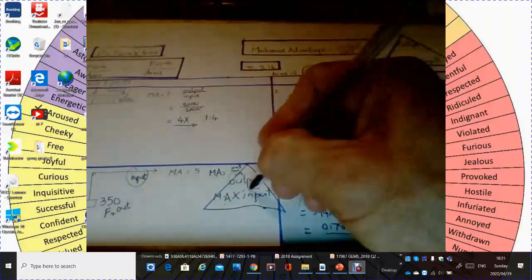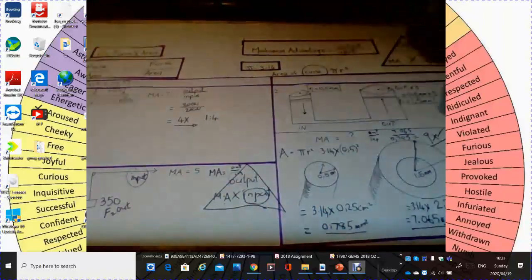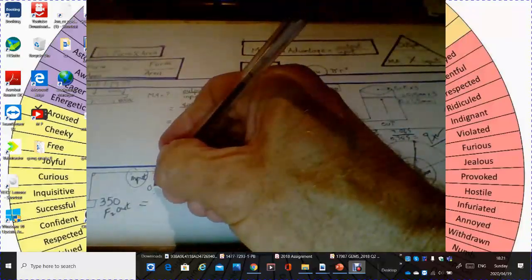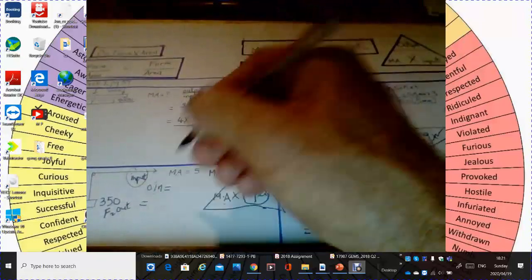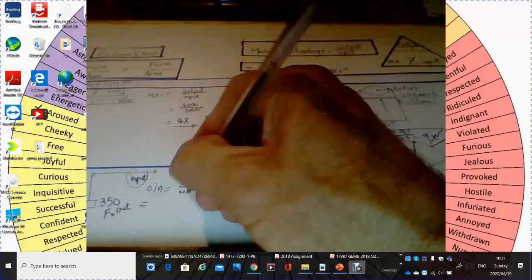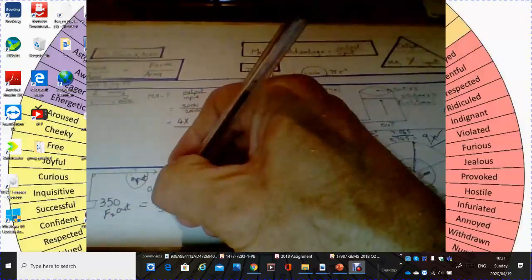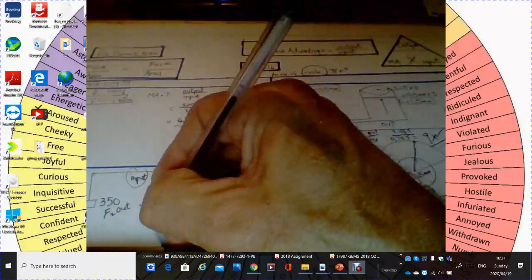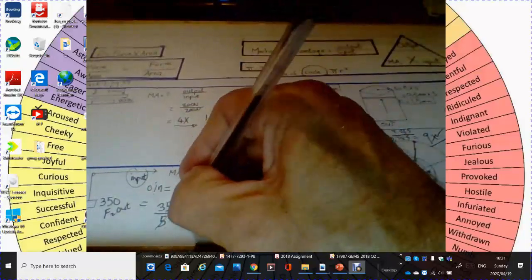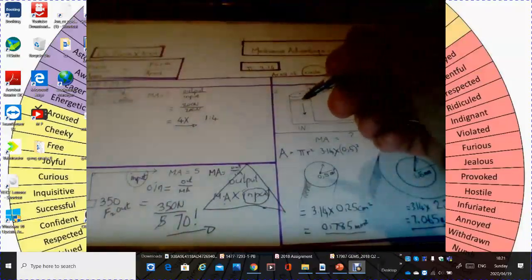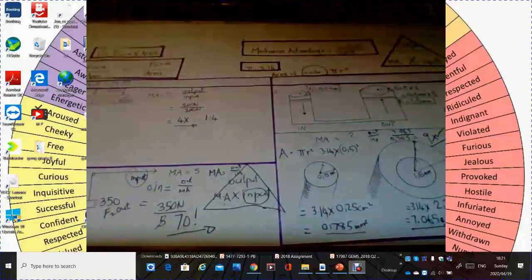So now they want to know, what is my input? Well, your input must surely be your output divided by your MA. So what is your output? So let's write the formula down so it's clear. Your input equals your output divided by your MA, right? So your output is 350 newtons divided by your advantage. 5 goes into there 70 times. Your advantage is 70. Wow. That's really, really cool, I must say.